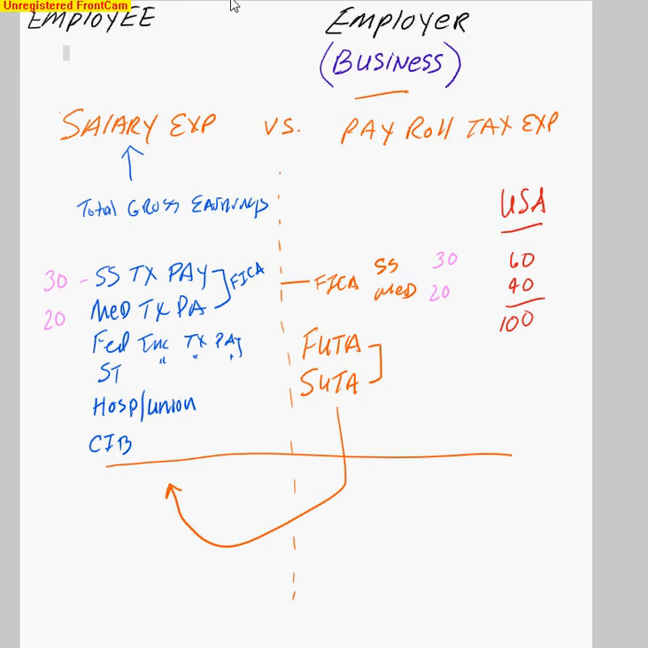So employees who think that their paycheck is the only thing the employer is paying is ill-informed at the very least. So that sort of gives you an idea. There's two sides to it. Salary expense, think of the employee and everything related to the employee's paycheck. Employer, they pay the payroll tax expense. So there you go.